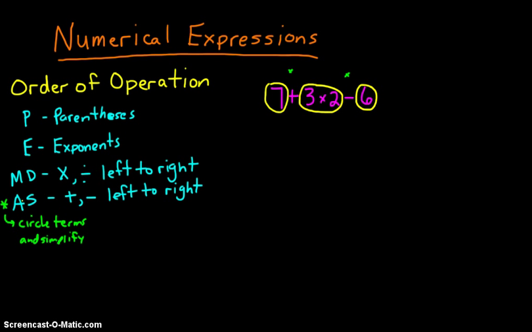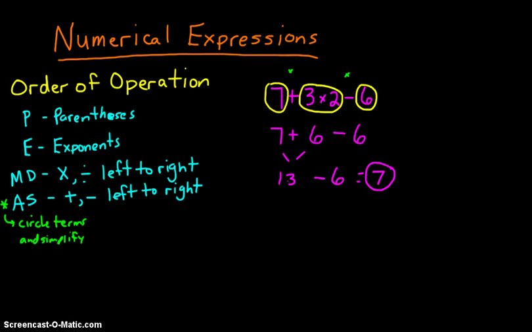So 7 is by itself. 7 stays the same. The plus sign comes right down. 3 times 2 is 6. We simplify that. And then the subtraction sign comes straight down and the 6 comes straight down. And as I told you before, once we circle terms and simplify, we're left with all addition and subtraction, and we work from left to right. So 7 plus 6 is 13, and then the minus 6 comes down. 13 minus 6 is 7. The answer to that one is 7. That's kind of simple. There are a couple different operations, but not all of them.